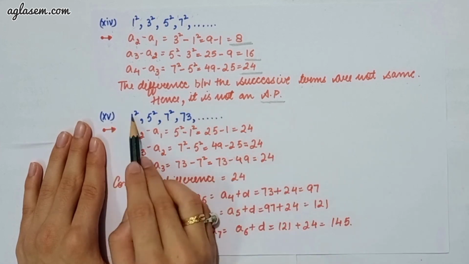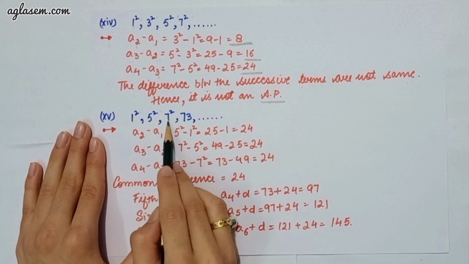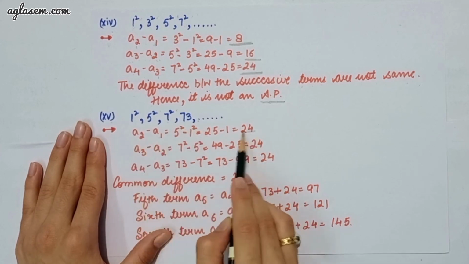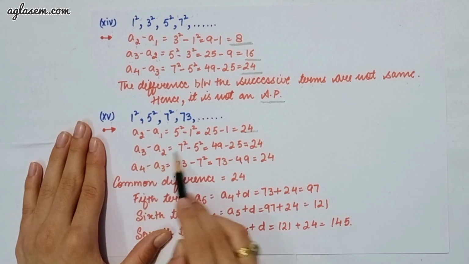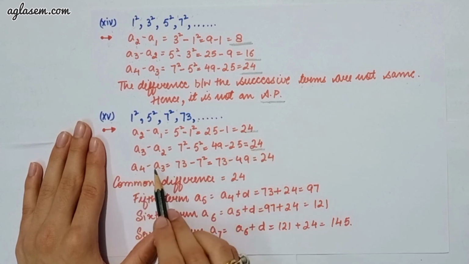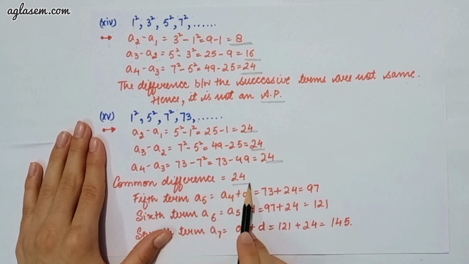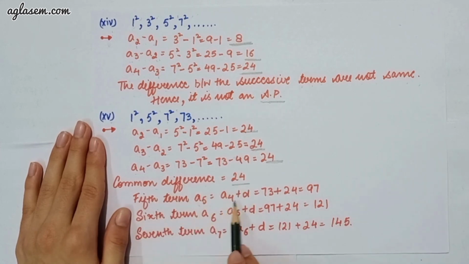15th part says 1 square, 5 square, 7 square, 73. So here A2 minus A1 will give you 24. A3 minus A2 will give you 24. A4 minus A3 will give you 24. So the common difference is 24. So 5th term will be A4 plus D that is 97. 6th term will be A5 plus D that is 121. 7th term will be A6 plus D that will give you 145.